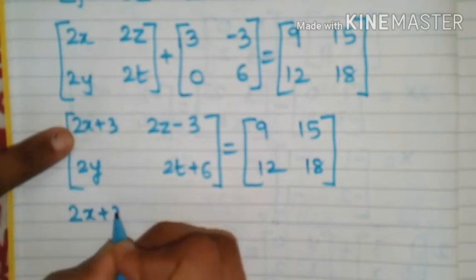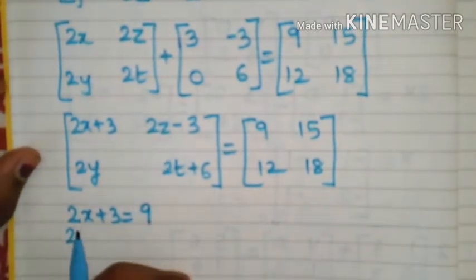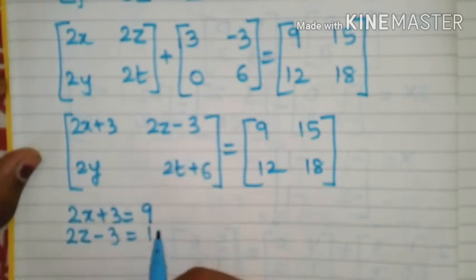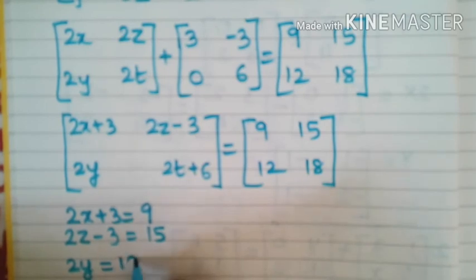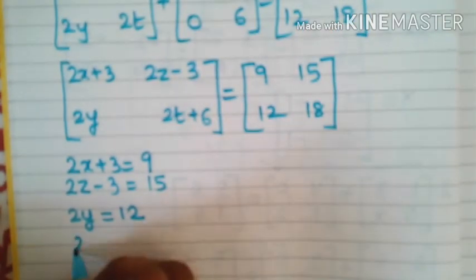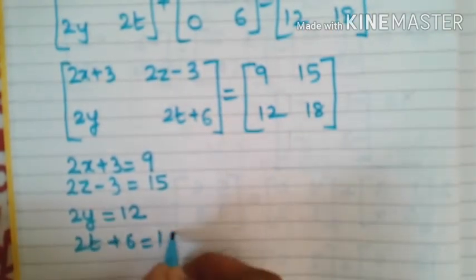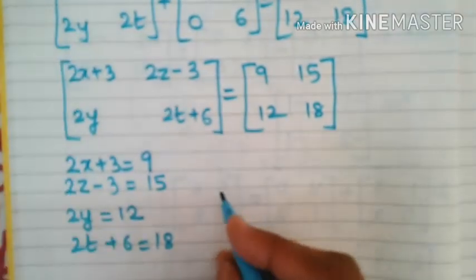So I'll get 2x plus 3 is equal to 9. Then what will I get? I will get 2z minus 3 equal to 15. Second row first column I have 2y equal to 12, and then in the second row second column I have got 2t plus 6 equal to 18. So what does all this mean? I have got 4 equations and can easily find out the answer.